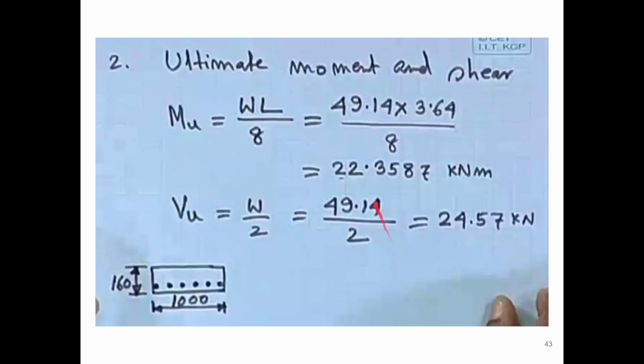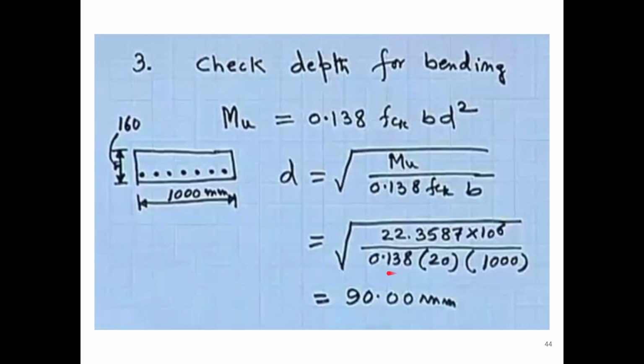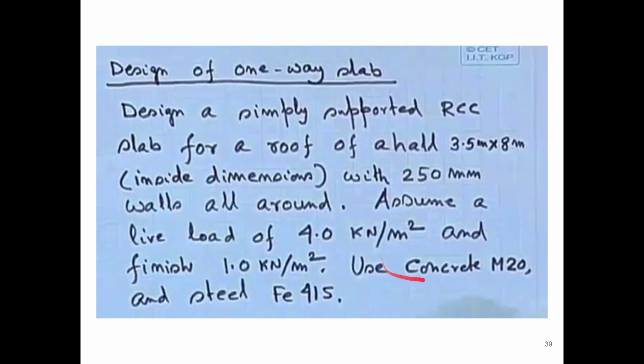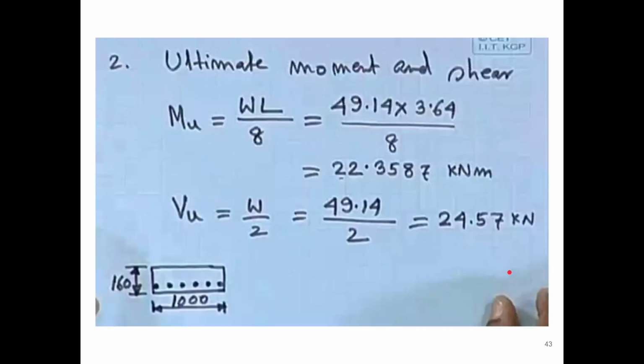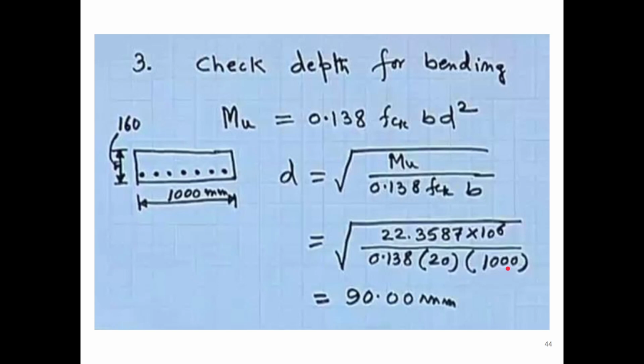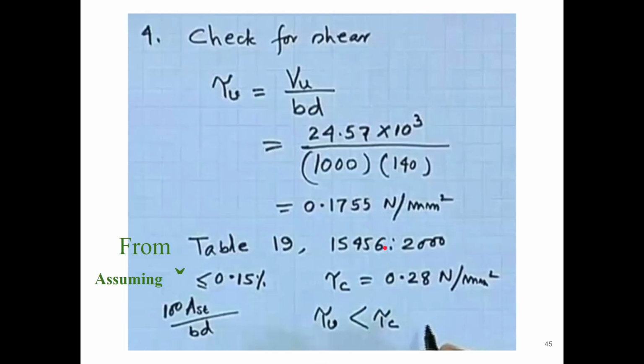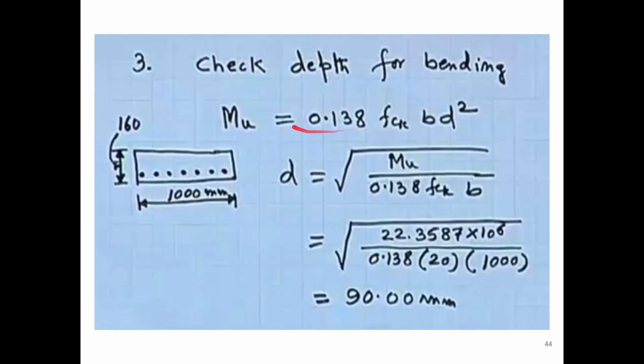So Mu is 22.3587 into 10 to the power 6, divided by 0.138 into fck, which is 20, and b is 1000. As I told you, for slab we will always consider width as 1 meter, that is 1000 mm, which is always constant. Then the effective depth will become 90 millimeters. That means our minimum depth should be 90.